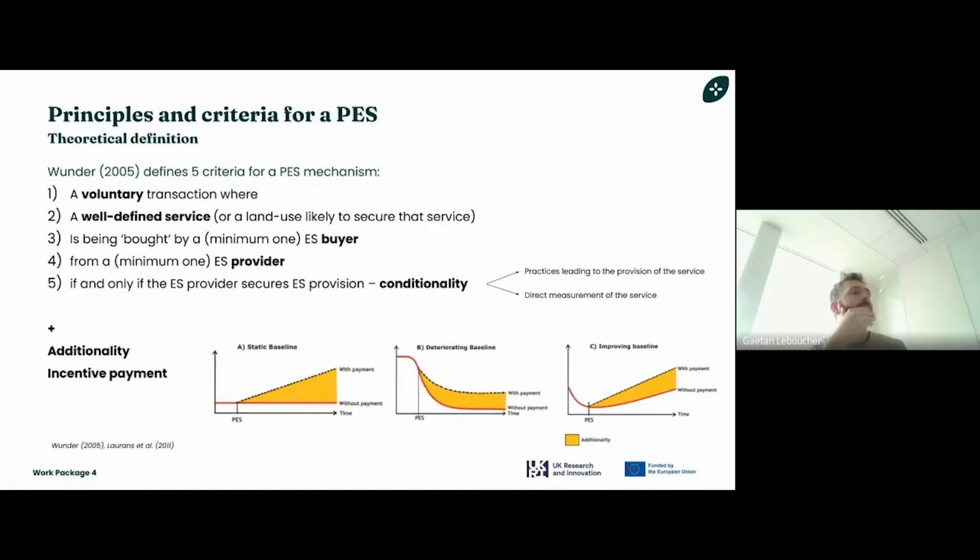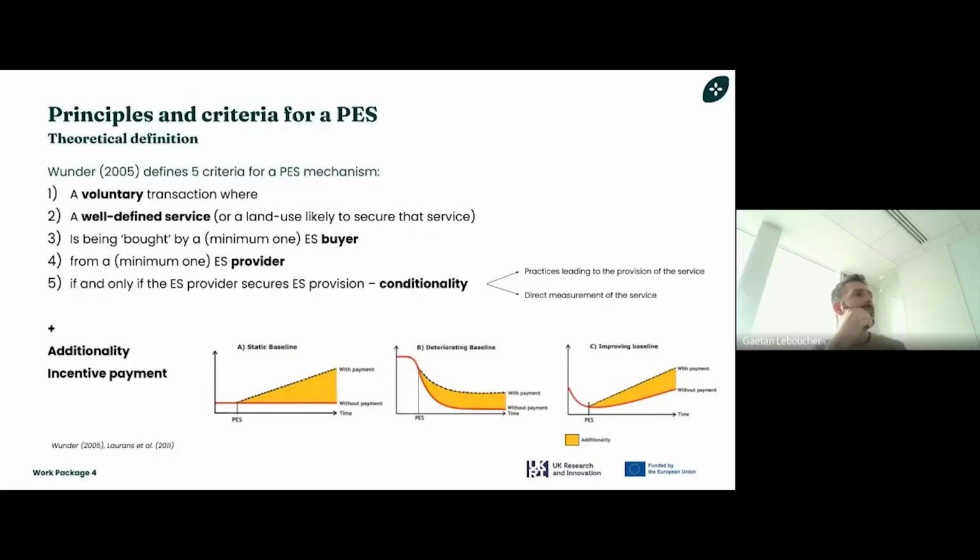And the last criteria is that the payment is made only if the ecosystem service provider secures the provision of the service. So in practice, the condition of the provision of the service is, in most of the cases, the practices that are expected to lead to the provision of the service.